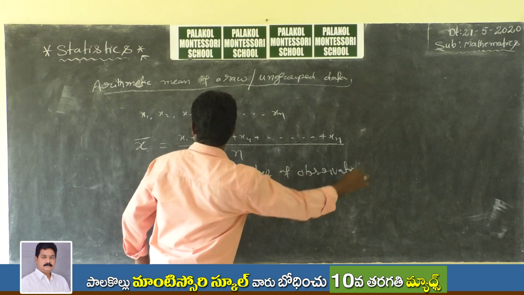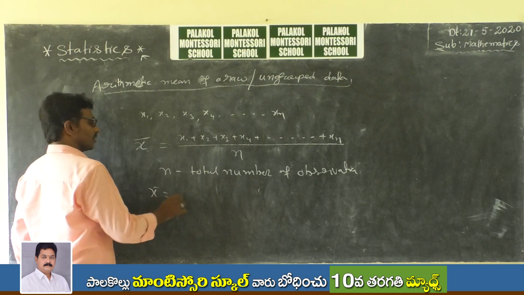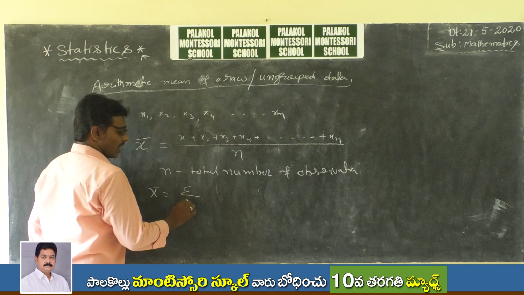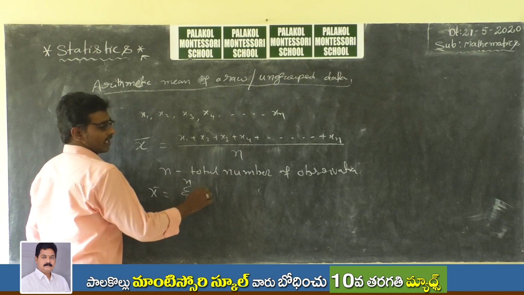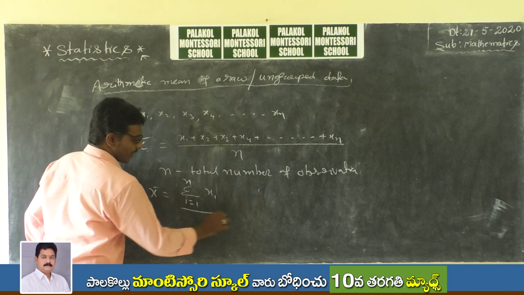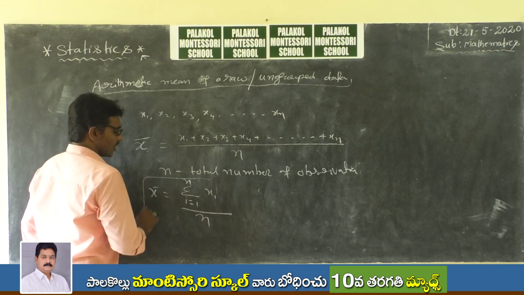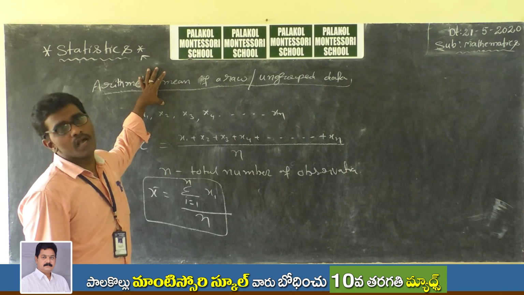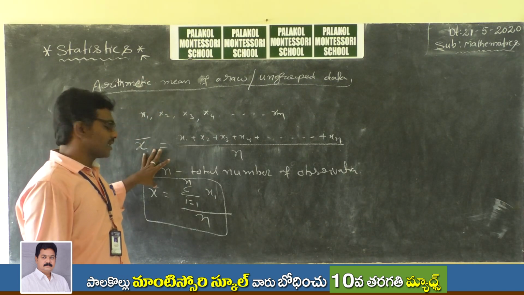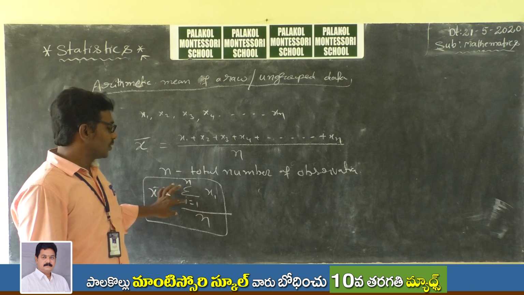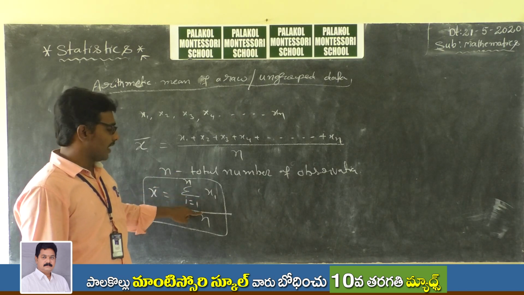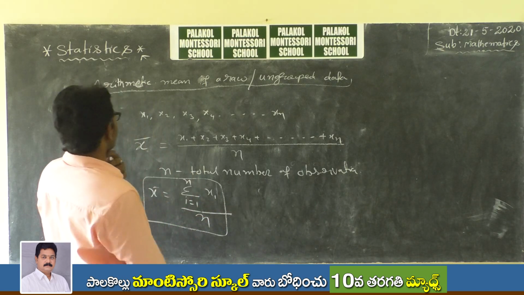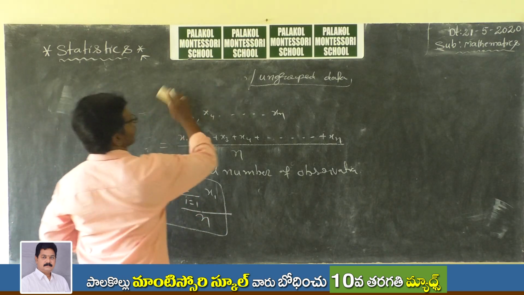Okay, guys. Next, x bar is equal to, in short notation, sigma i equals 1 to n xi by n. This is a short notation of the arithmetic mean of raw data or ungrouped data. Okay, guys. I will give one example of this topic.